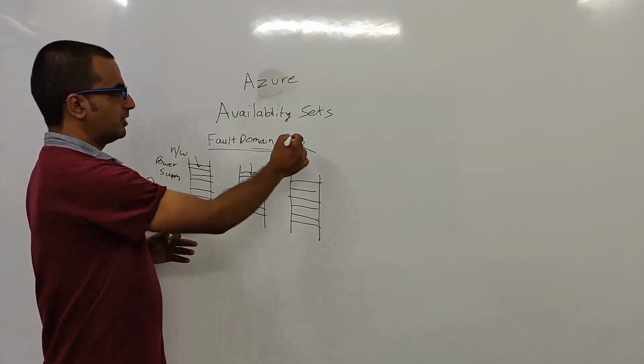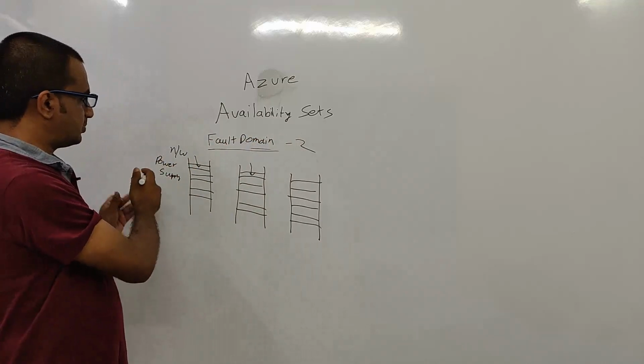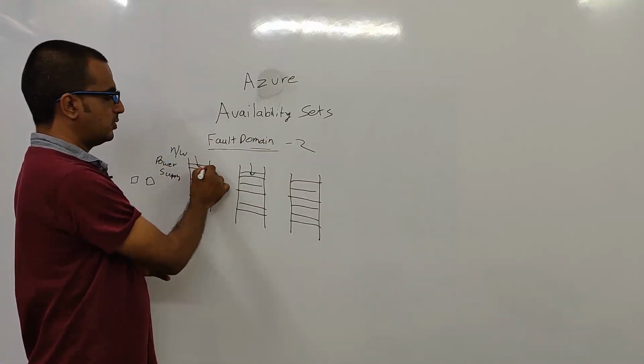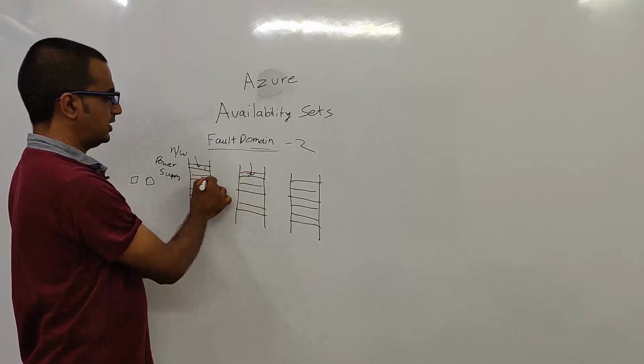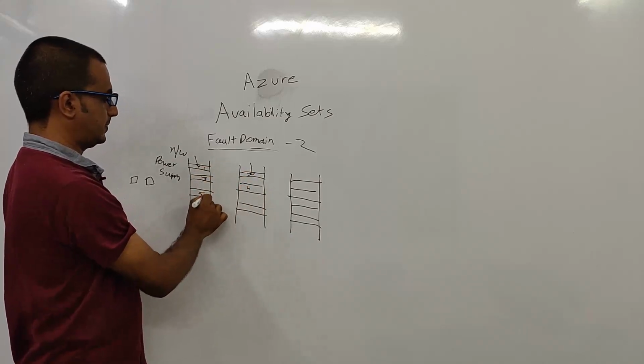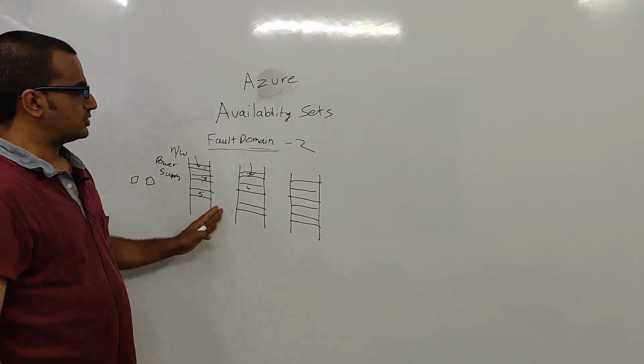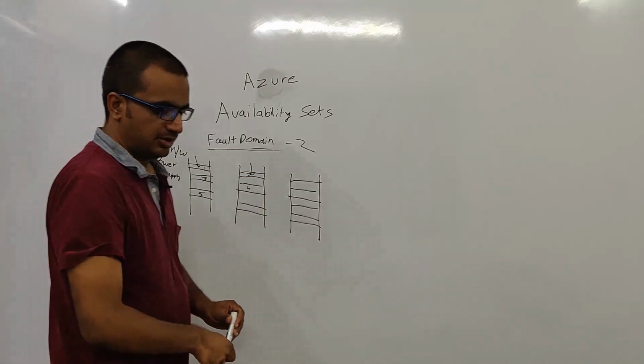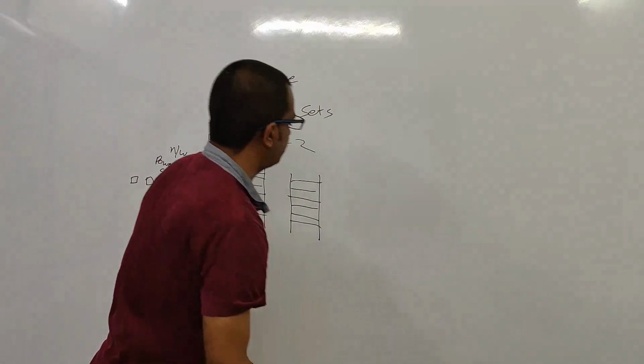So if we have, say, five VMs, the first will go here, 1, 2, 3, 4 and 5. So if any of the servers goes down, you will have at least 2 VMs running. So this has been about the fault domain.